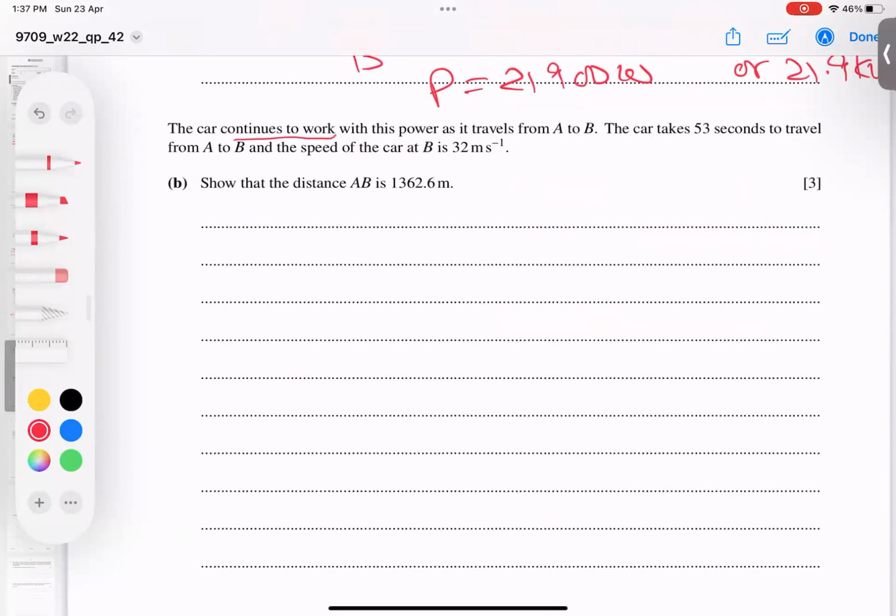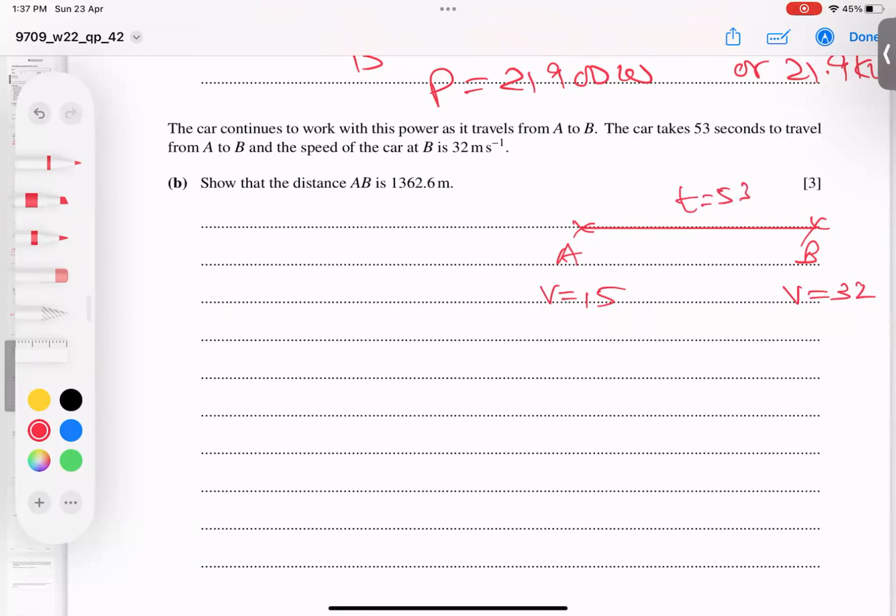The car continues to move with the same power from A to B. He's saying the car takes 53 seconds to travel from A to B. He mentions clearly that the speed at A is 15, which we just got before, and at B is 32. And further, he's saying it takes time, how much? 53 seconds. Time involvement and power.